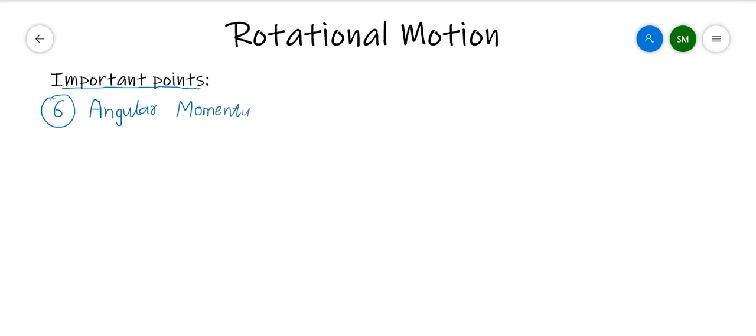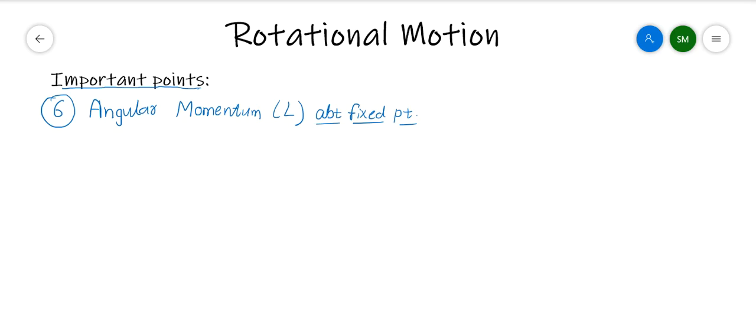Extremely important topic. Angular momentum is denoted by the symbol L. Whenever you want to find the angular momentum of a body or of a particle, anything, angular momentum is always found about a fixed point, about one particular fixed point. If a fixed point is given, relative to that fixed point we can find angular momentum. If a fixed point is not there, we cannot find the angular momentum of the body.